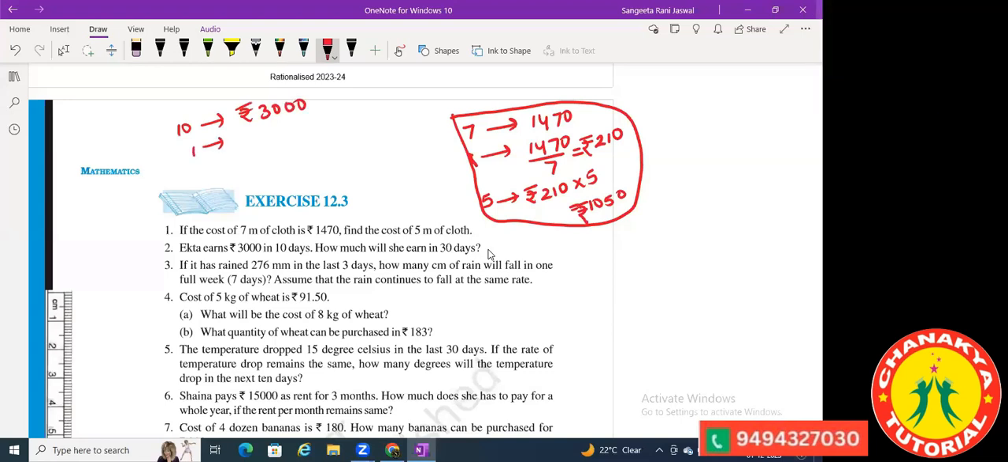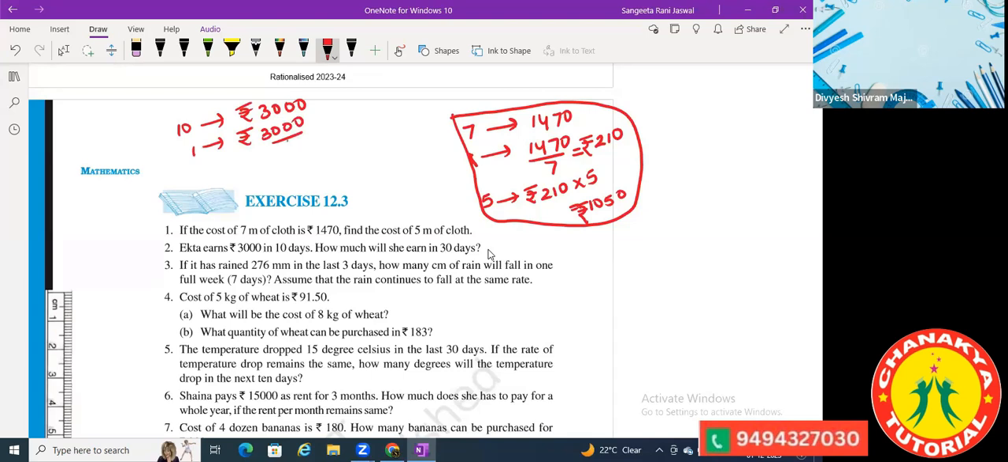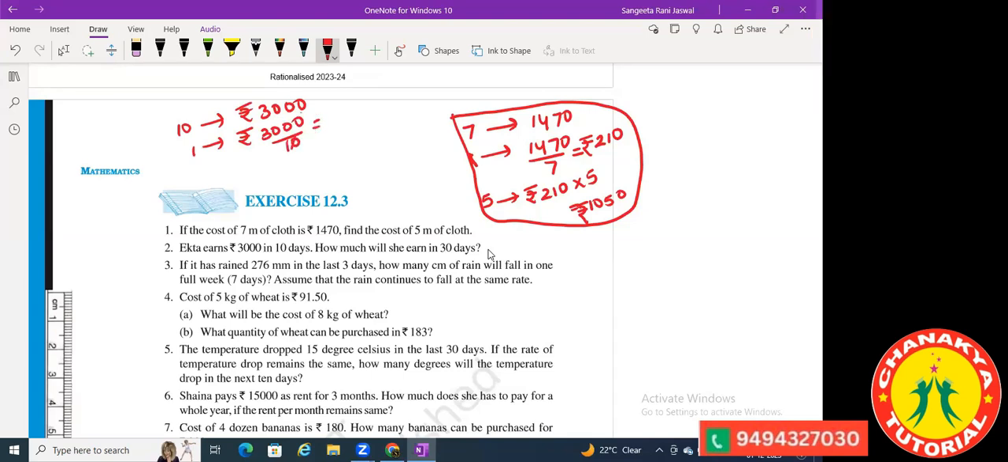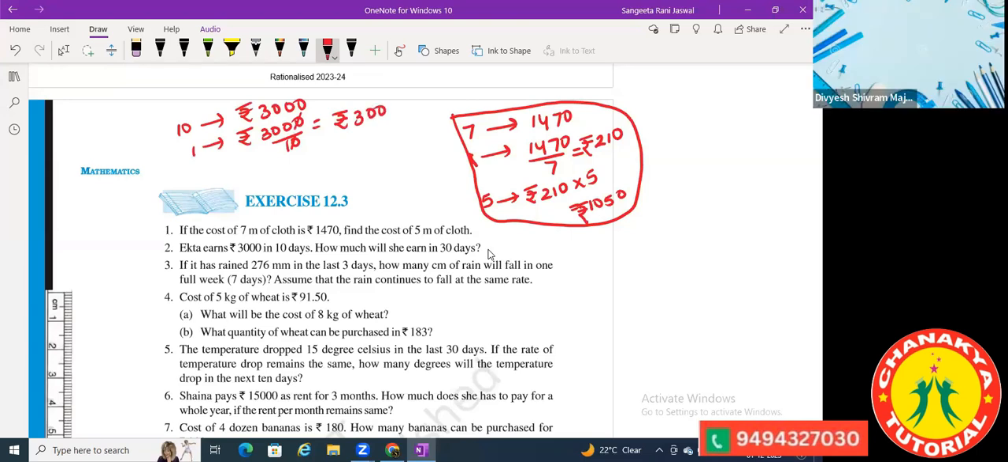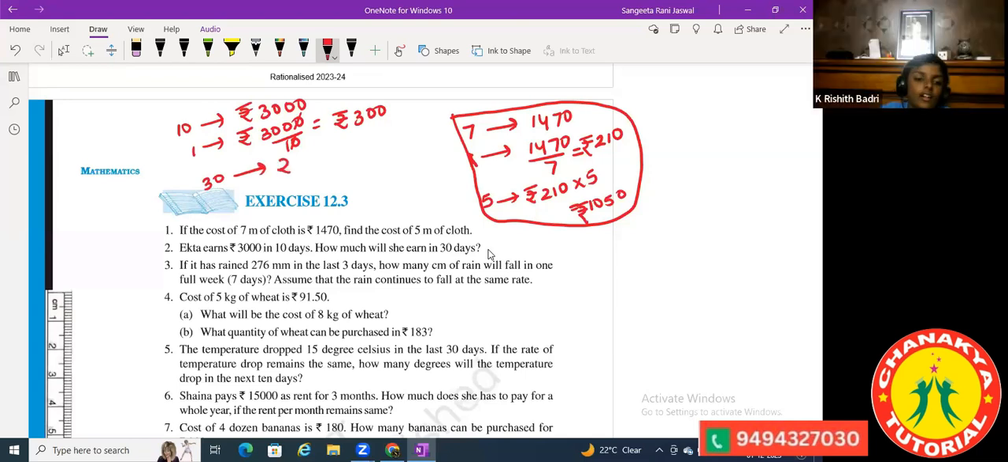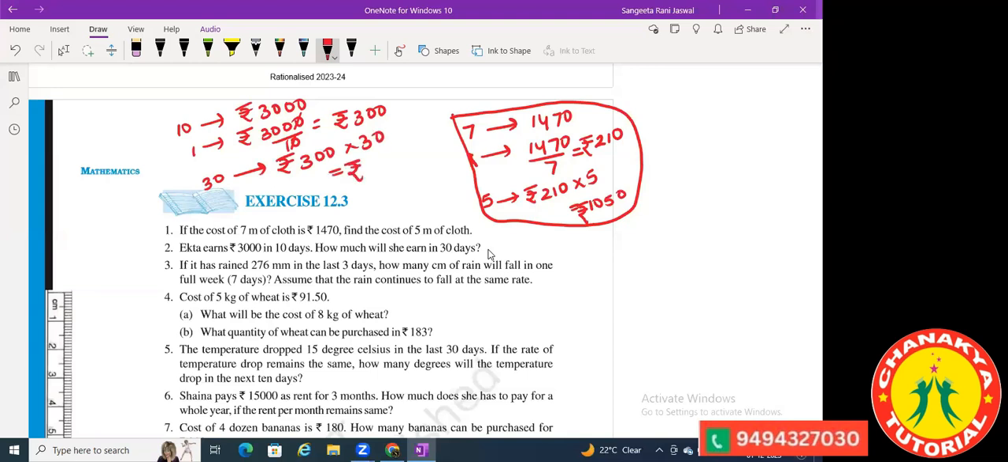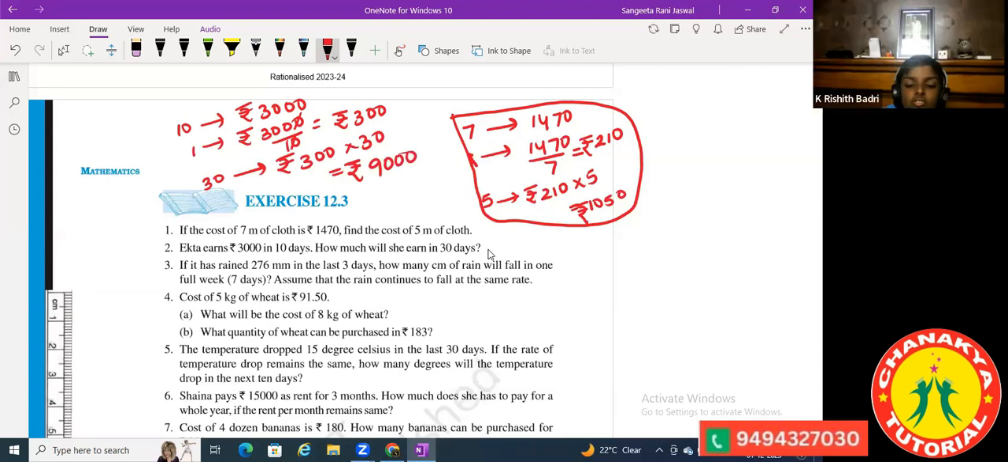Amount earned in 1 day equals 3,000 by 10. The zeros will cancel. That means in 1 day, 300. And in 30 days, amount earned in 30 days equals 300 into 30, which equals 9,000 rupees. Very good. So 3 threes are 9 and you have 3 zeros. Got it?